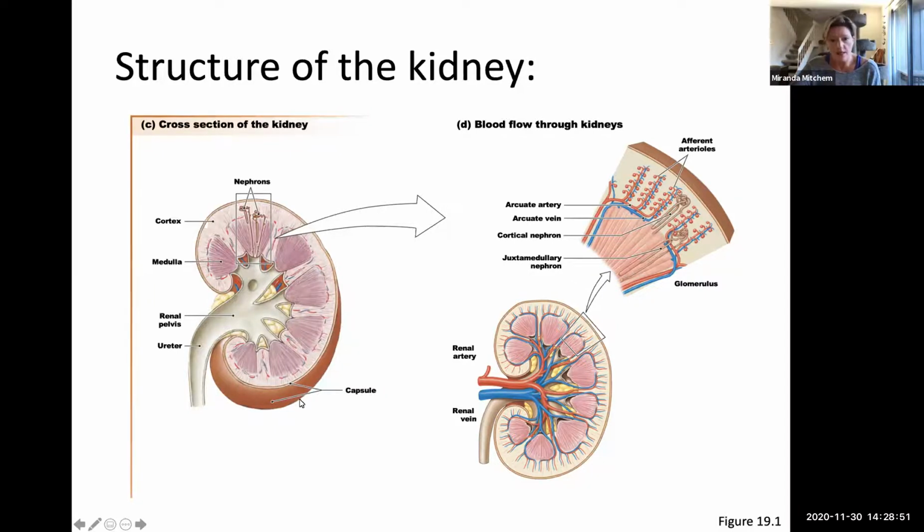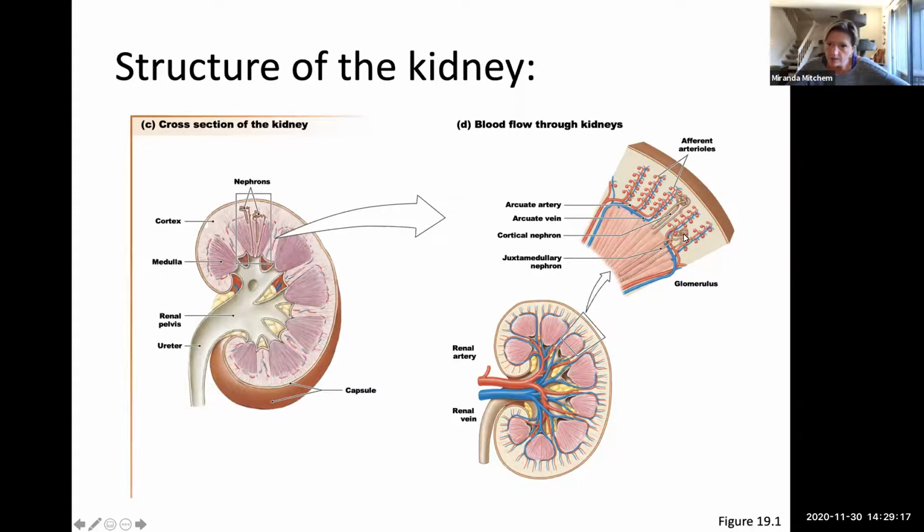And then this is an encapsulated organ, so there's a capsule around it. Now let's look over at this portion of the image, part D. So you can see some of these nephrons right here. This tan structure is a nephron, and this would be a cortical nephron because it's located in the cortex.